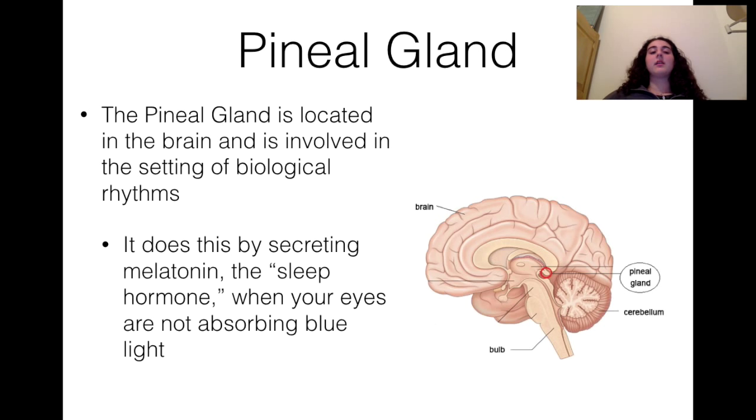The pineal gland is located in the brain and is involved in the setting of biological rhythms. It does this by secreting melatonin, the sleep hormone, when your eyes are not absorbing blue light. Sorry, let me clarify that last bullet. Basically, melatonin puts you to sleep when you're not exposed to blue light. When you are exposed to blue light, it's daytime, there's blue sky, and you're not making melatonin because you're awake.